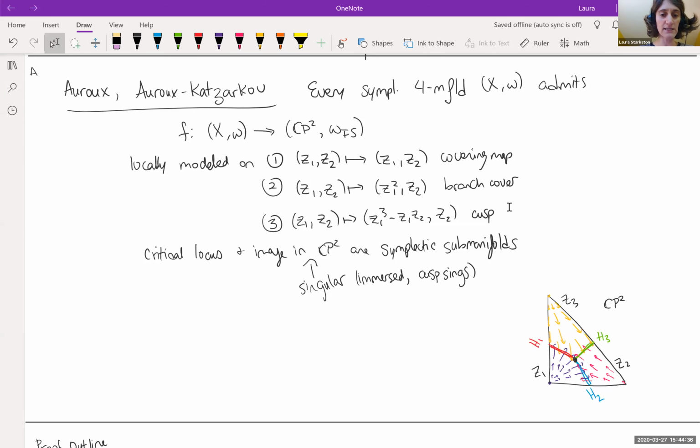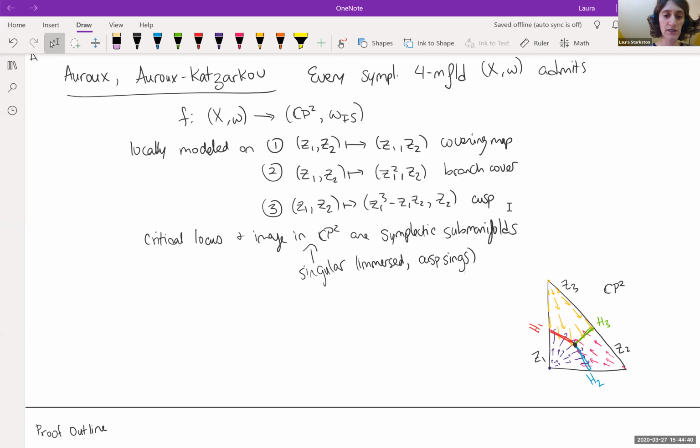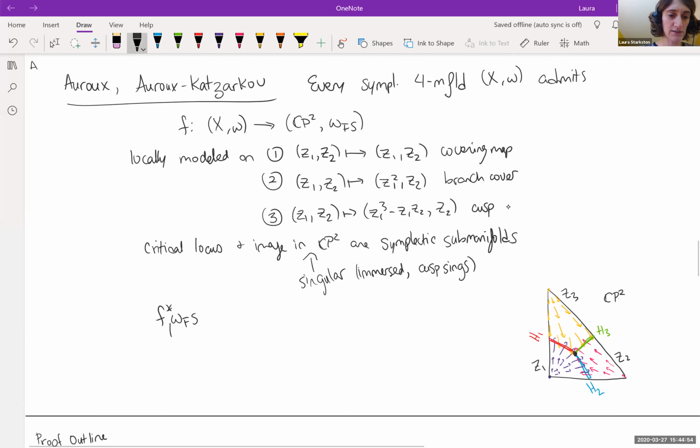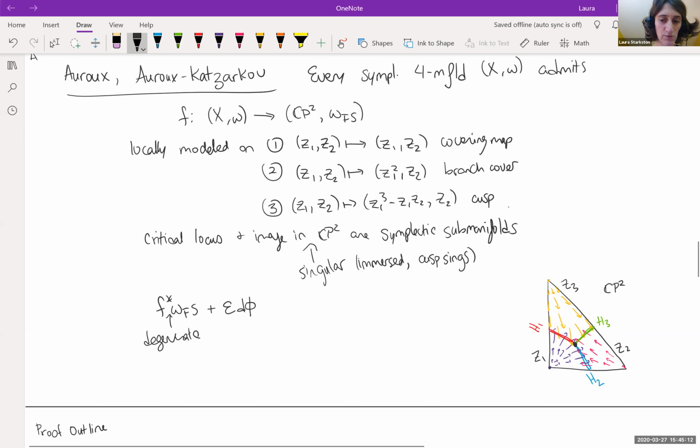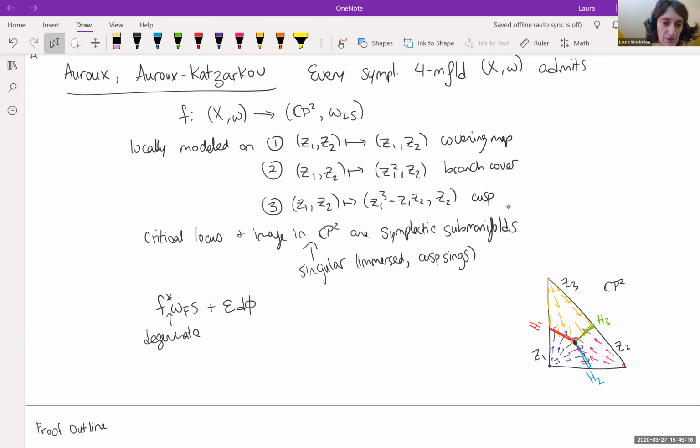Okay, and then maybe the last thing that I need to know about the compatibility with the symplectic structure is, well, what happens if I pull back the standard Fubini-Study form on CP2? So that pullback is not a symplectic structure. This is degenerate. It's degenerate along exactly the critical locus. But there's a way that I can add a small perturbation, which happens to be an exact perturbation. So this is within Auroux's paper. So this is actually a symplectic form. So my epsilon can be arbitrarily small.